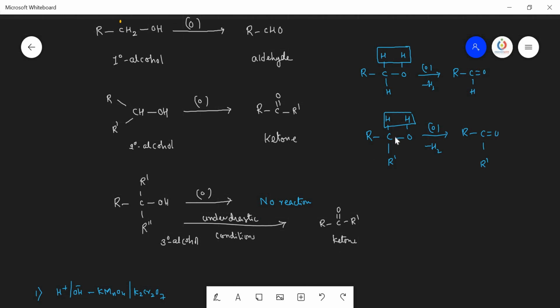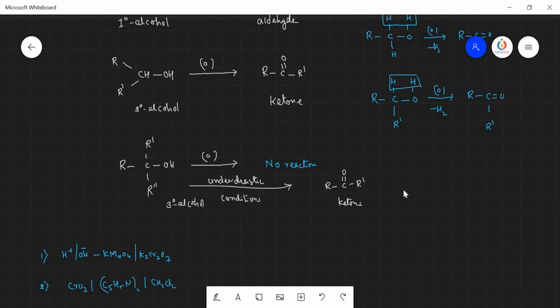Ketones are formed from the secondary alcohols. In the case of secondary alcohols, carbon is connected to two carbon groups and one hydrogen, and the OH has one hydrogen. On oxidation, there is a loss of an H2 molecule. One hydrogen from the carbon and another hydrogen from the oxygen will be removed, and a double bond will be developed between the carbon and oxygen. So it is called a ketone.